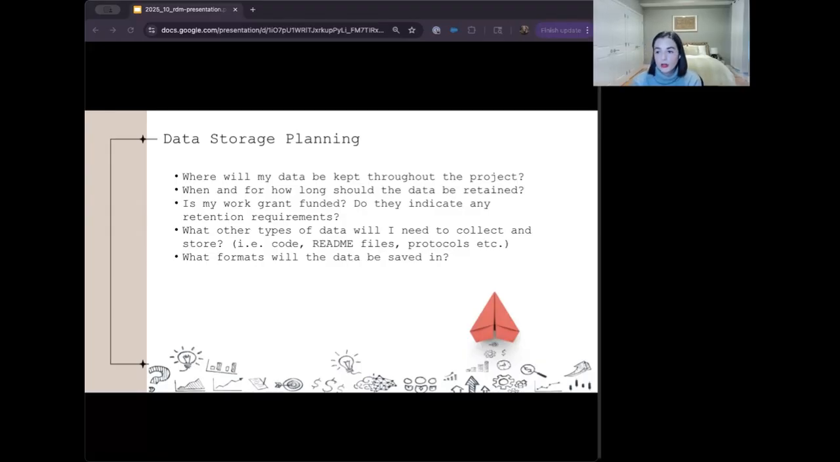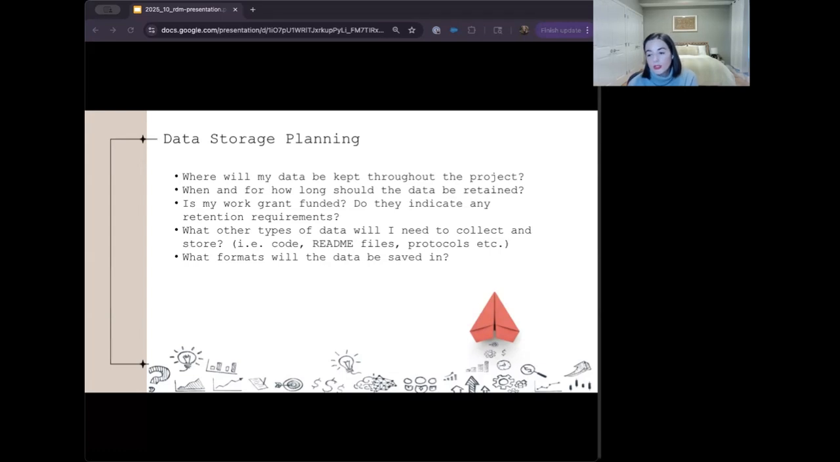Different institutions and granting agencies are going to have their own requirements about how long data should be retained. So you'll need to keep all of those policies in mind when determining your data retention for the various data sets. What other data types will you need to store? So you have your research data, but you also might have code, documentation, protocols, etc. And then what formats do you need to save your files in? I do, again, recommend saving your data in an interoperable format so that it's easier to share.